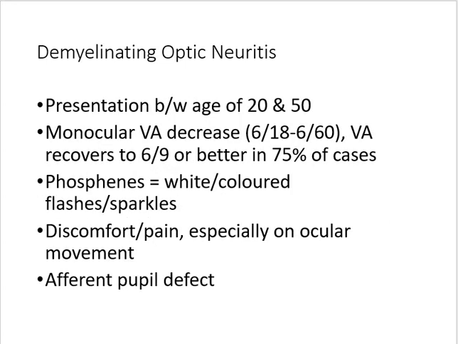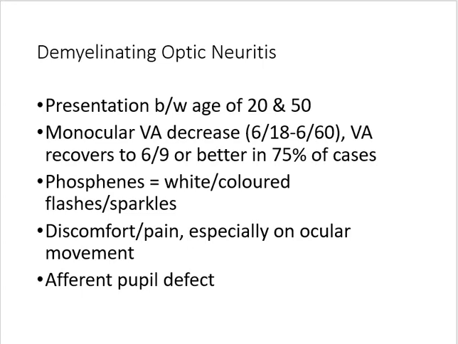Patients with demyelinating optic neuritis usually present to the clinic between about the ages of 20 and 50, and they have decreased vision in one eye. Usually around the level of 6/18 to 6/60, but it can get better and improve to about 6/9 in 3/4 of cases or so. They also complain of white or coloured flashes or sparkles. These are called phosphenes, and sometimes they can complain of pain, especially on ocular movement, and they often will present with a pupil defect.